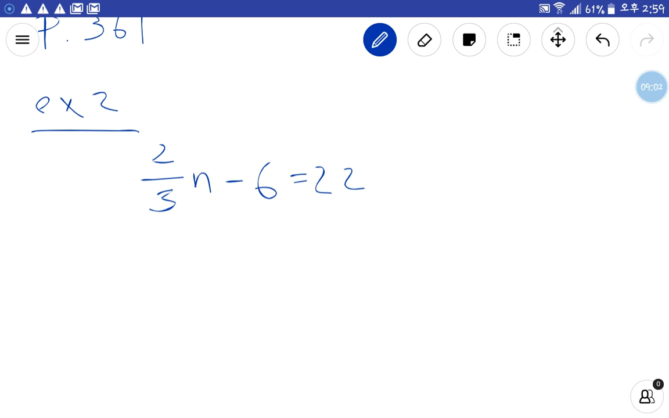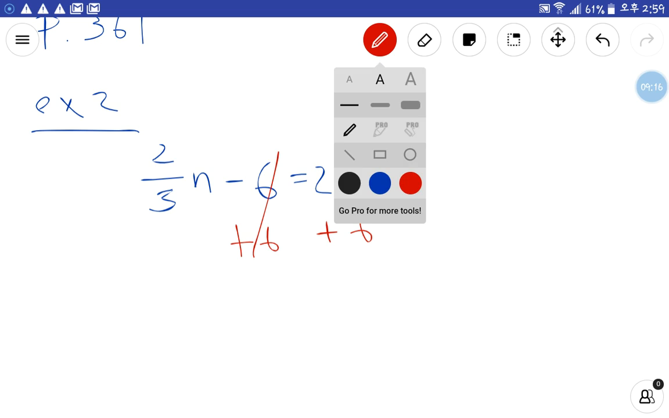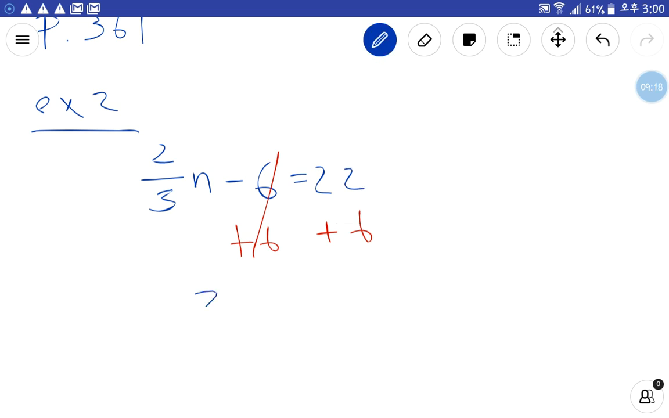What about the second step? Combine like terms. Do we have like terms? Not really. Then you can go on to step 3. Undo addition or subtraction. Since I have a minus 6 here, you should do addition this time. Then your answer would be what? 2 over 3n equals 28.